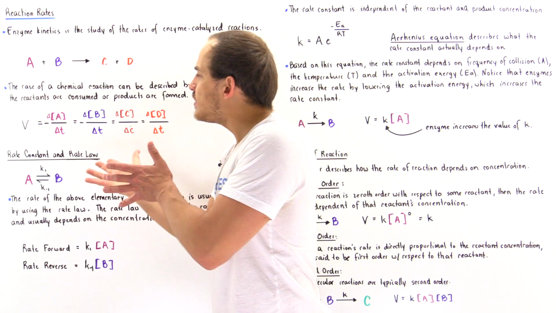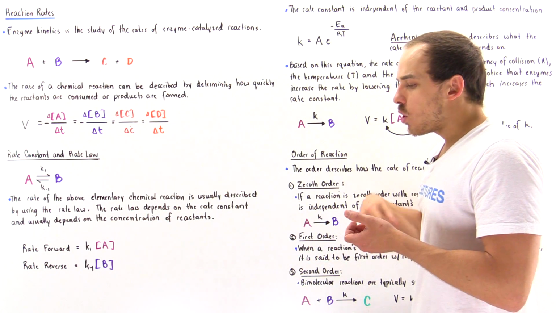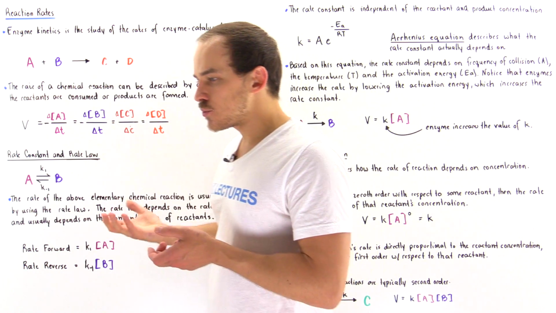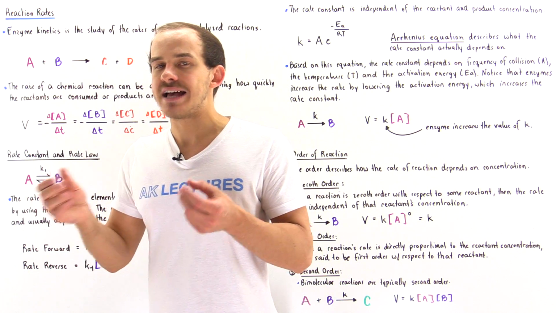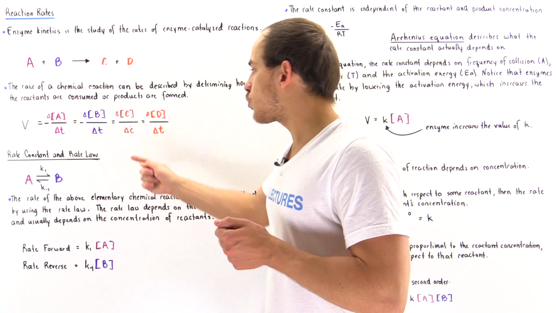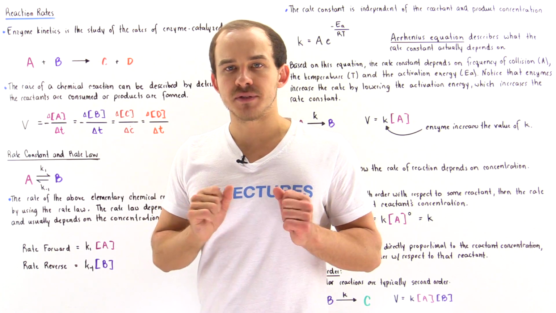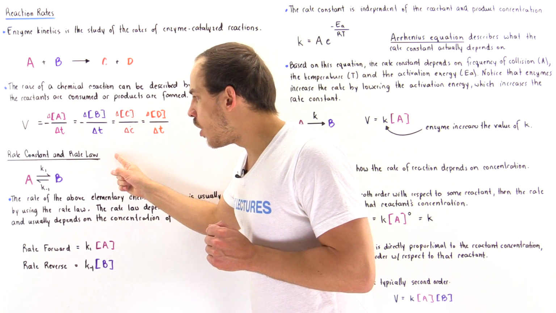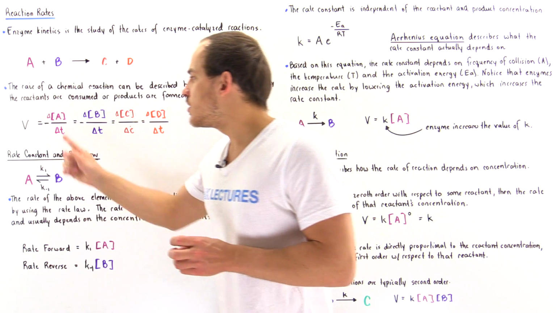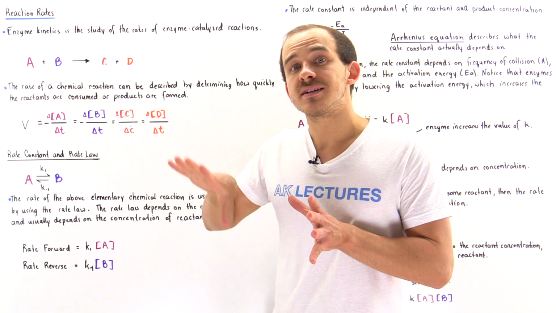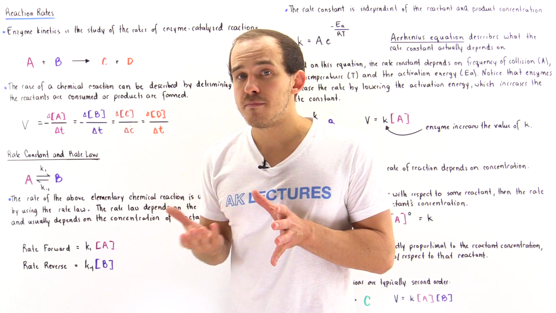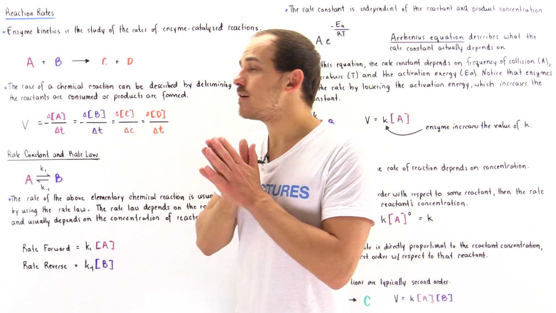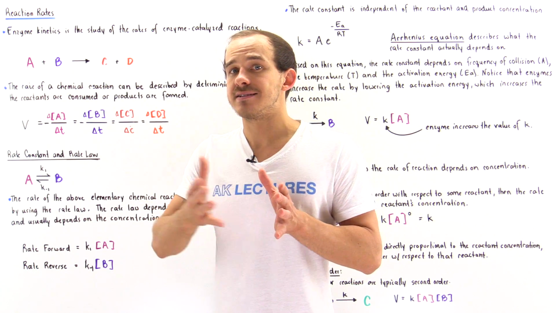Now, these equations aren't very useful. What we actually want to be able to express is the entire rate of that entire equation as a whole. And this is where the rate law and the rate constant come into play. The rate law basically uses the rate constant as well as the concentrations of reactants to express mathematically what the rate of that chemical reaction is as a whole.